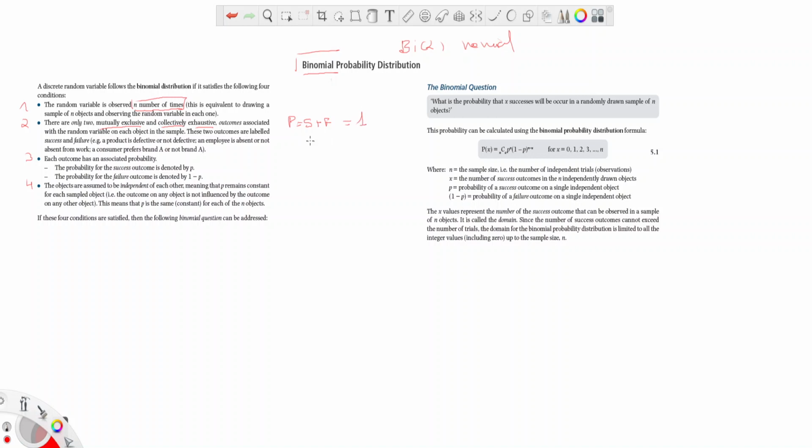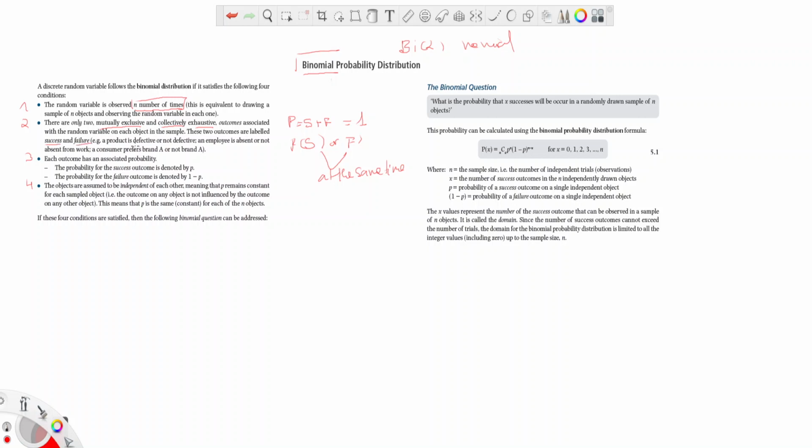Mutually exclusive means that you could have a probability of success or you could have a probability of failure, but not both of them at the same time. So that's what we refer to as mutually exclusive and collectively exhaustive. And again, as I said, those two outcomes are labeled as success and failure.